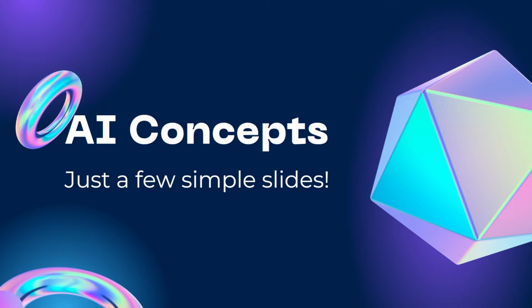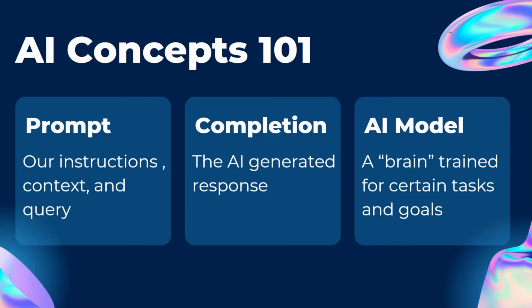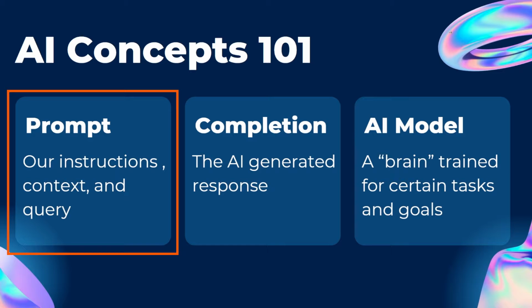In order to understand the app architecture for our sample app, there's several AI concepts that we have to make sure that we really understand. And I'm going to keep this high level and as simple as possible. So the first three here are just kind of AI concepts 101. We of course have a prompt, which is our instructions, our context, or our query that we send to the AI to get a response back. So if you've ever used ChatGPT or any other AI app, whatever you type in and send, that's a prompt.